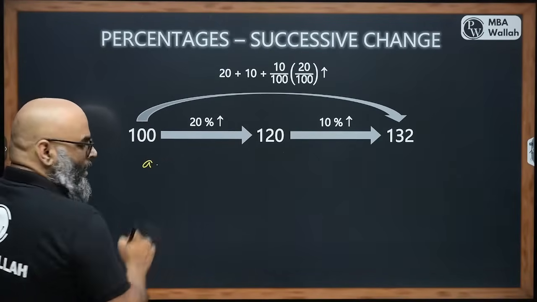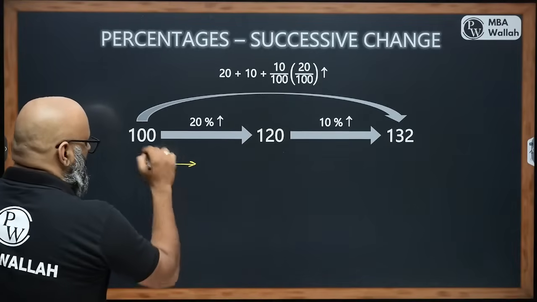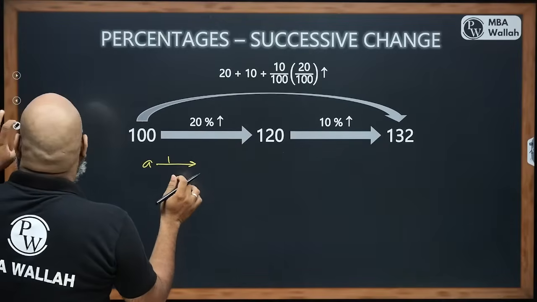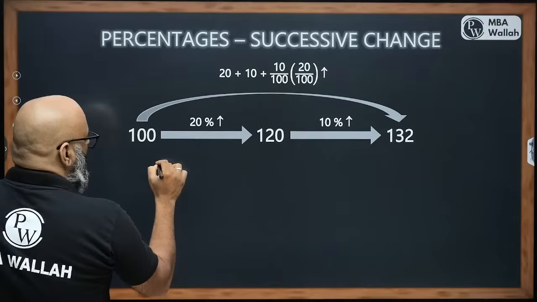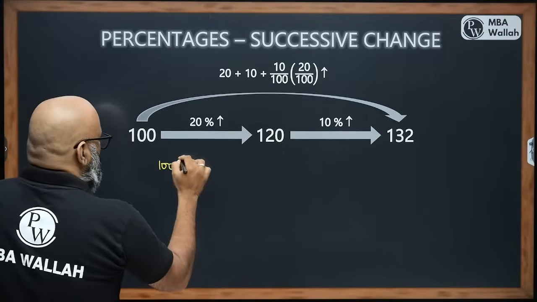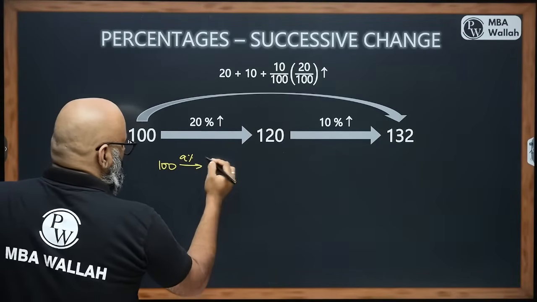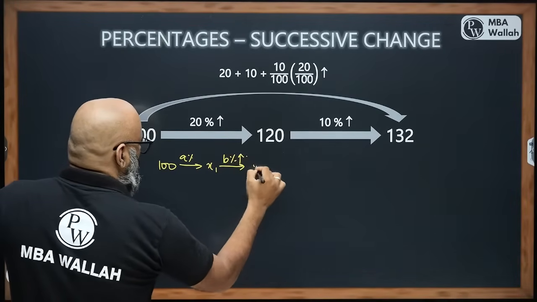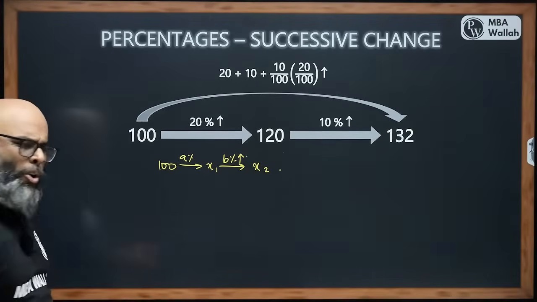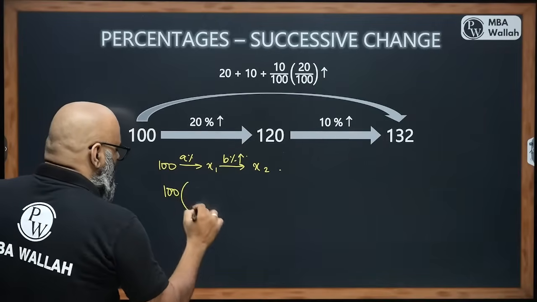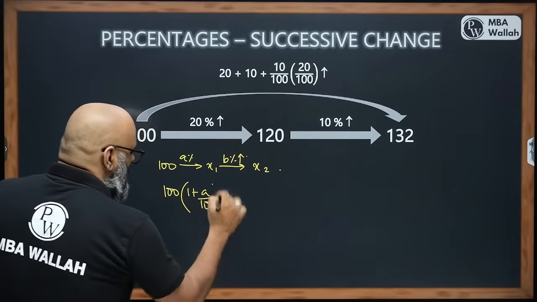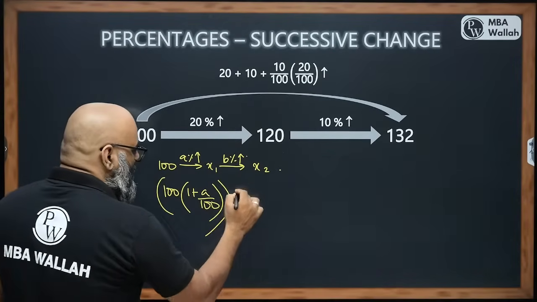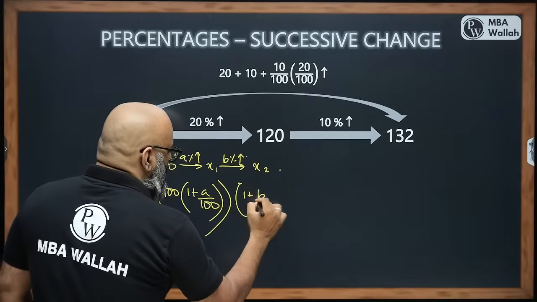Imagine this. There is a value called 100 increased by A percentage, let's call it X1, increased by B percentage, let's call it X2. So what are you doing? You are doing 100 into 1 plus A by 100. That's A% increase, right? That's how you would have written it. And this entire value is increased by 1 plus B by 100.